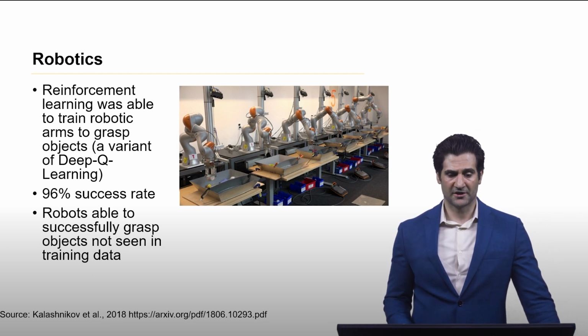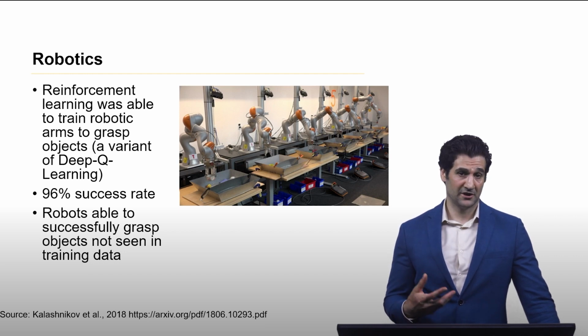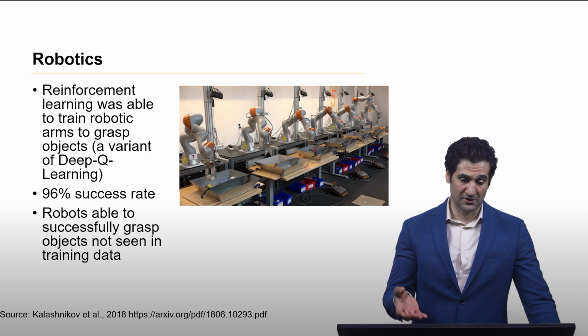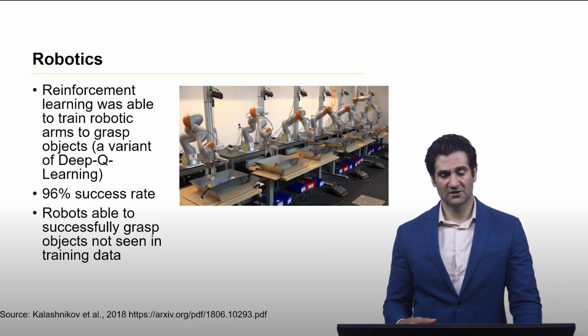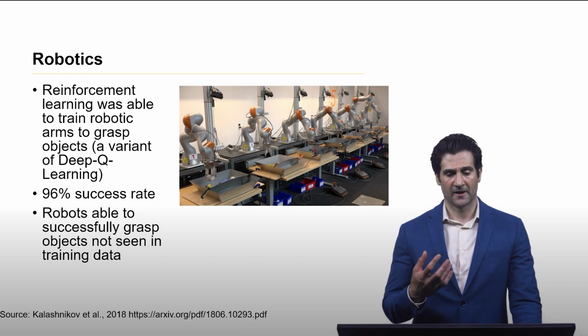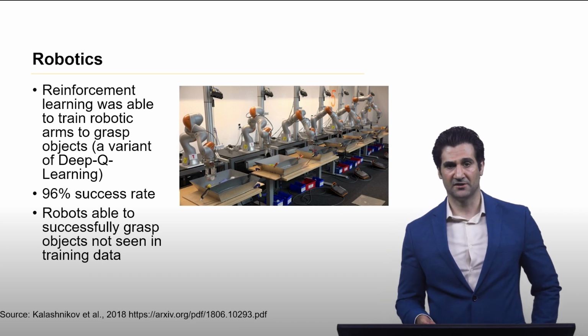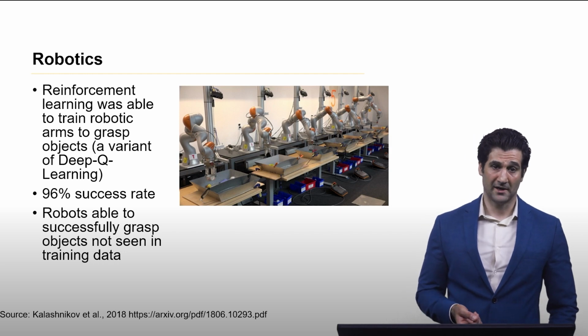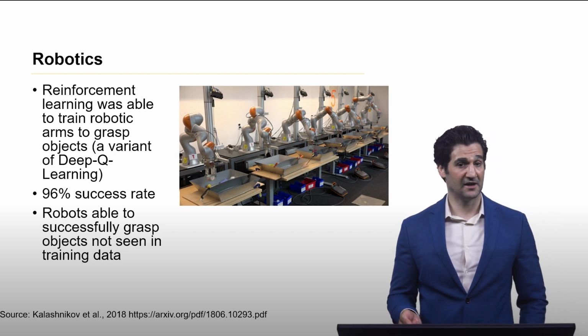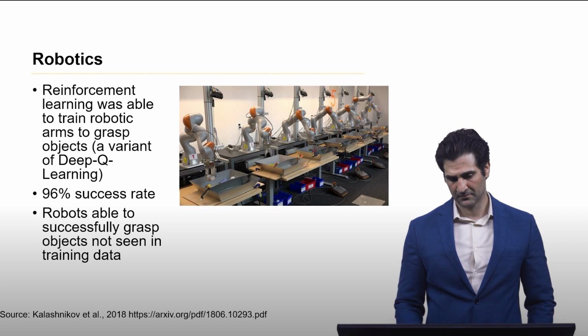In this example that's referenced on the slide, they used deep reinforcement learning using deep Q learning, which was invented based on the Atari gameplays, to better grasp objects. And they showed that this could achieve a 96% success rate, even in cases where the robot was exposed to an object that did not appear in the training data.